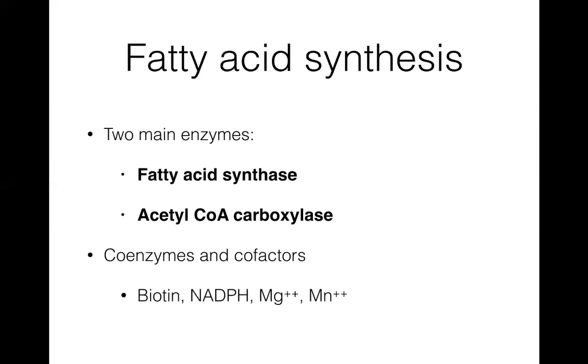There are only 2 main enzymes in fatty acid synthesis. 90% of the pathway is catalyzed by one single enzyme, a large multimeric enzyme called fatty acid synthase. Whereas the first step of fatty acid synthesis is catalyzed by the regulatory enzyme called acetyl-CoA carboxylase. The other coenzymes and cofactors that are needed include biotin, NADPH, magnesium, as well as manganese.